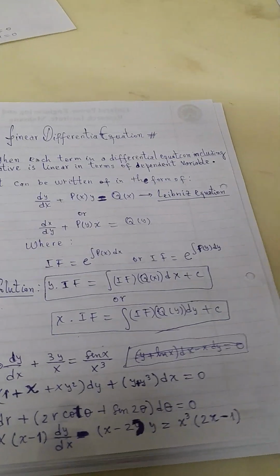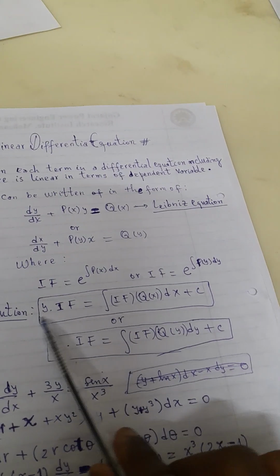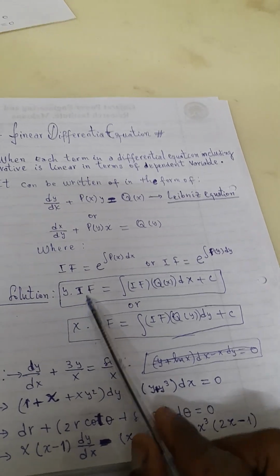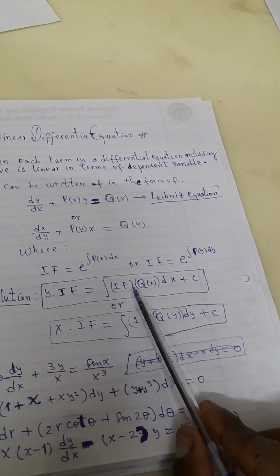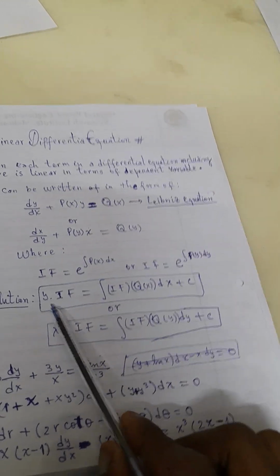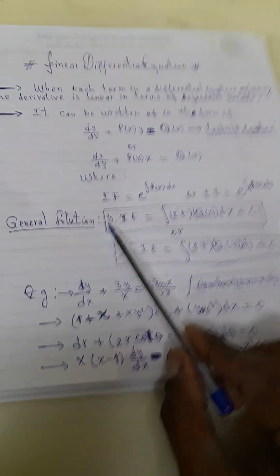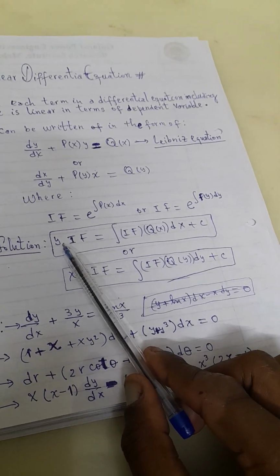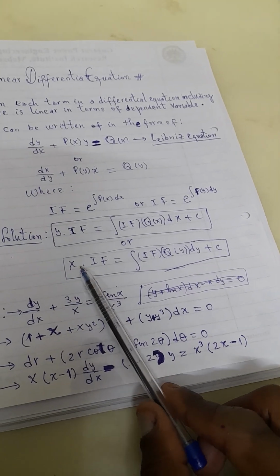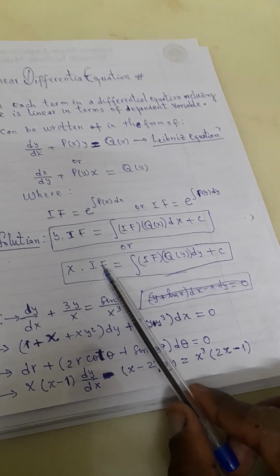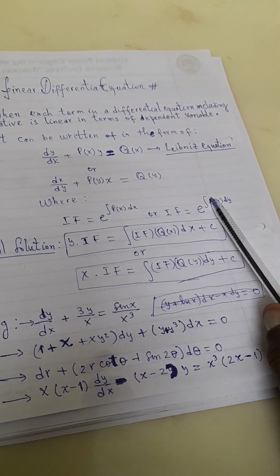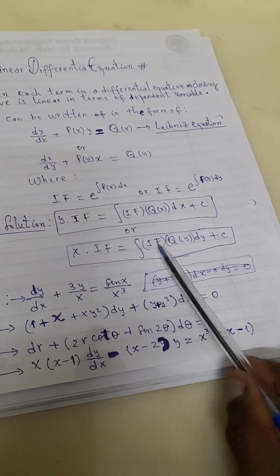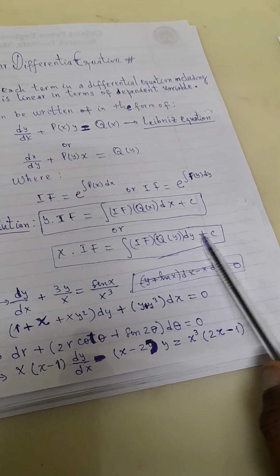Now, you can write that the solution for this linear differential equation is y times IF equals the integration of IF times qx dx. This is when you take y as the dependent variable. If you take x as the dependent variable, then it will be x times IF. We know IF will be e raised to the integration of py dy, so x times IF equals the integration of IF times qy dy plus c.